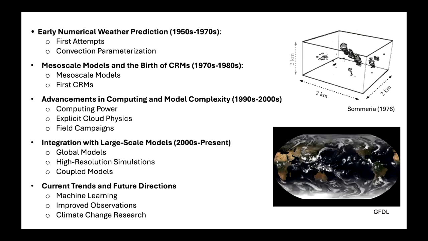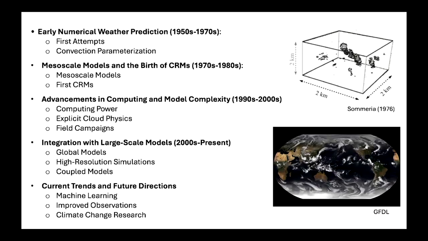So in the past 20 years or so, we saw a significant trend in terms of integrating these high-resolution cloud resolving models with large-scale models, right? We're talking about global models in this context. And we also see more and more use of the high-resolution simulations in a lot of applications. And we saw the development of coupled models, and that's the coupling between the ocean, the land, and the atmosphere.